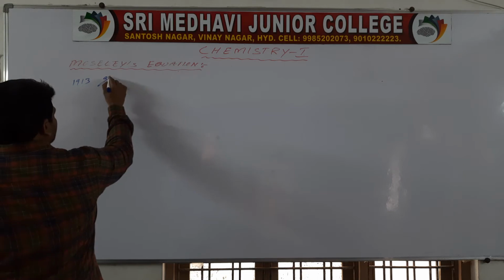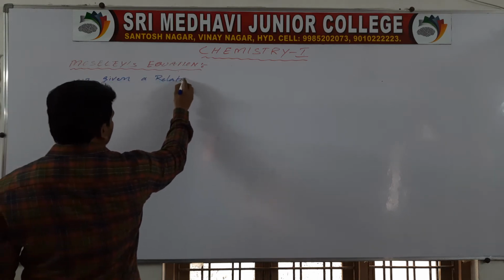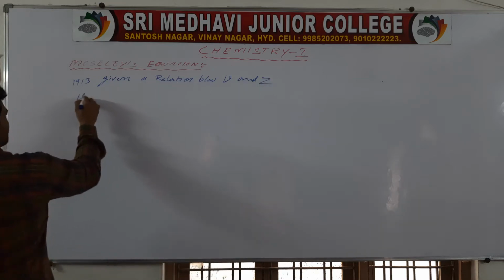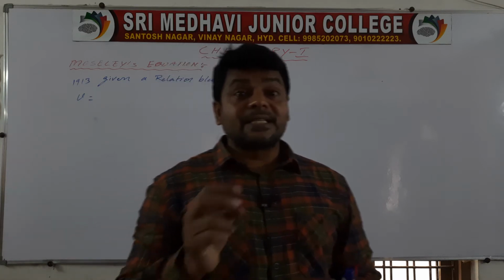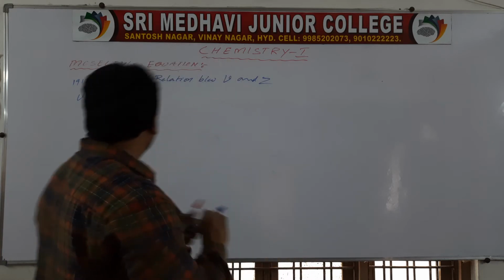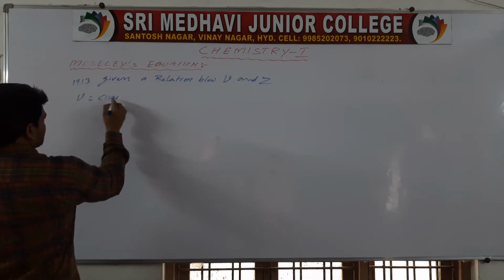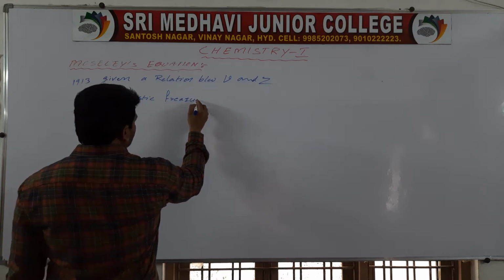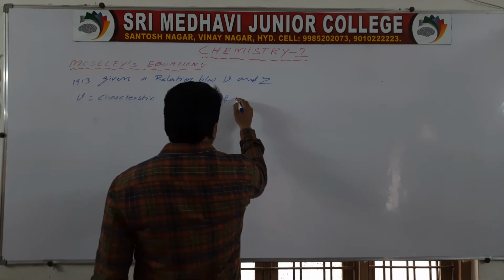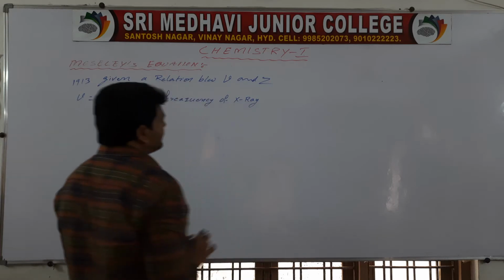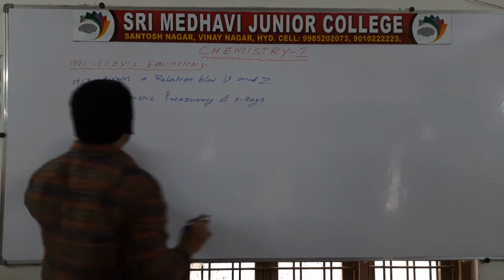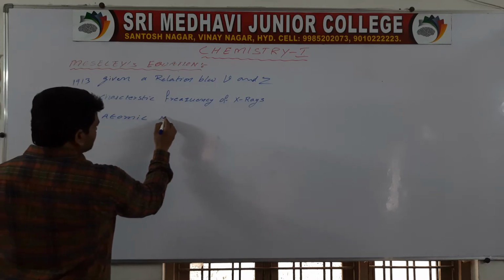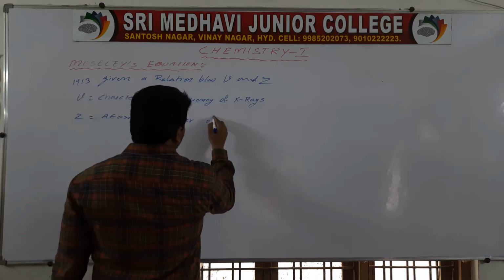So he gave a relation between nu and Z. Here nu equals the characteristic frequency of the X-ray spectral line, the characteristic frequency of X-rays, and Z equals the atomic number of elements.